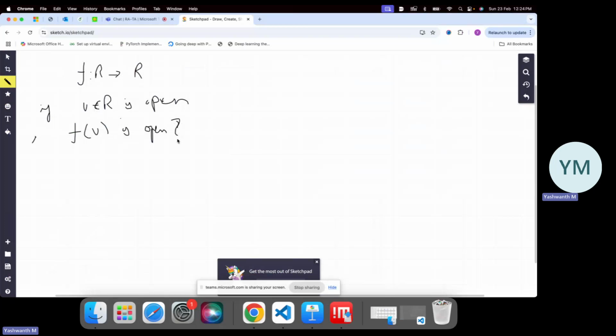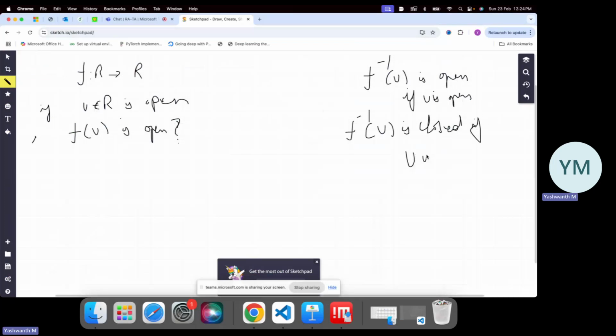So this is false. In general, this need not be true. The inverse image f inverse of U is open if U is open, and f inverse of U is closed if U is closed.